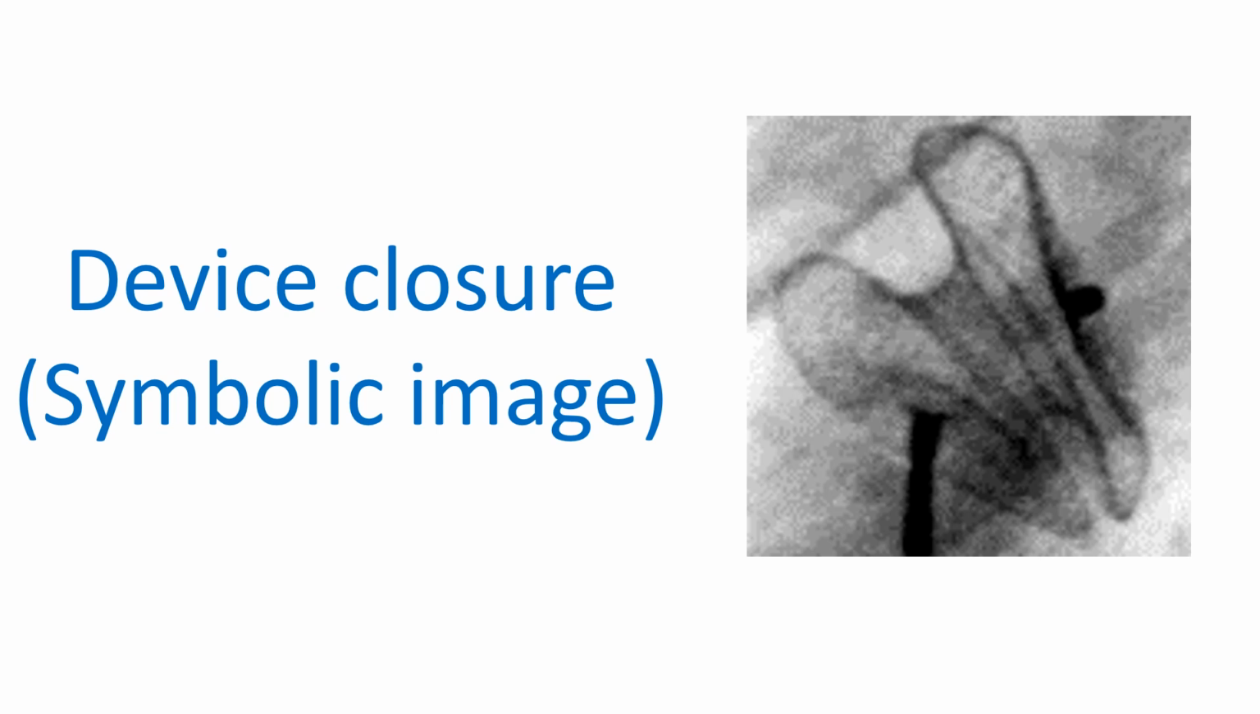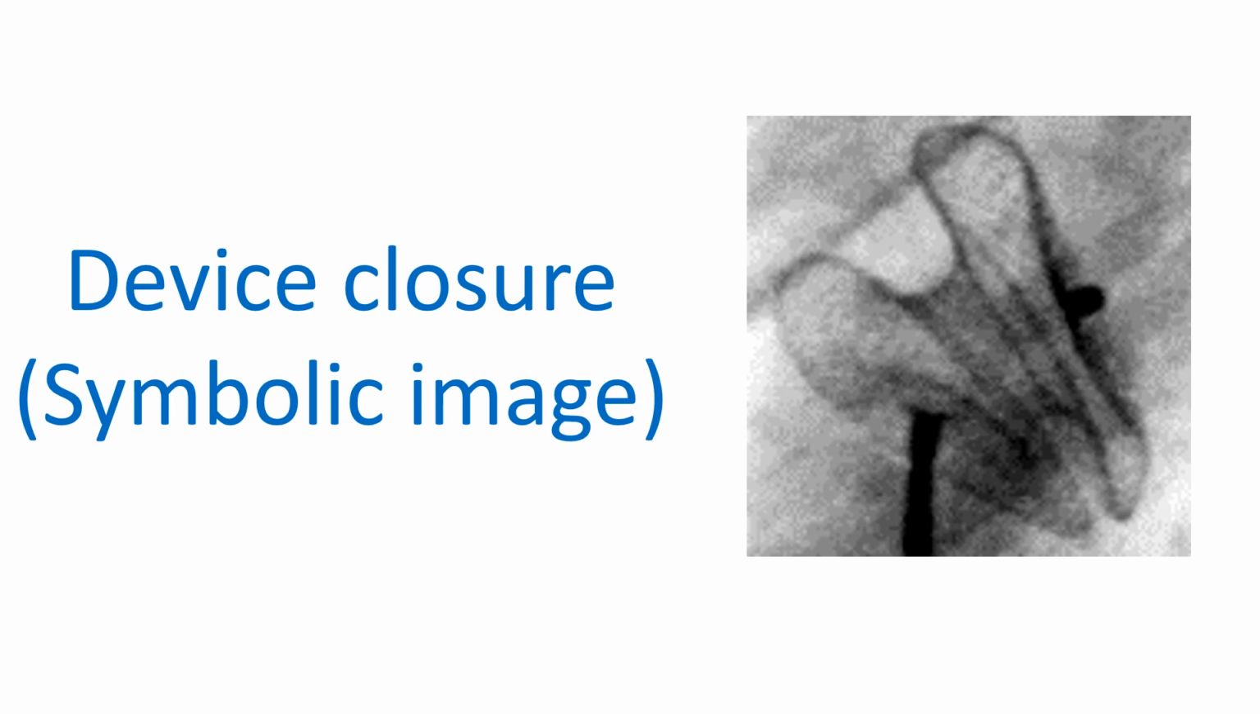The VSD closure device is threaded through the sheath and delivered across the defect, confirming its position by X-ray fluoroscopy and transesophageal echocardiography. Transesophageal echocardiography is ultrasound imaging using a probe introduced through the food pipe.